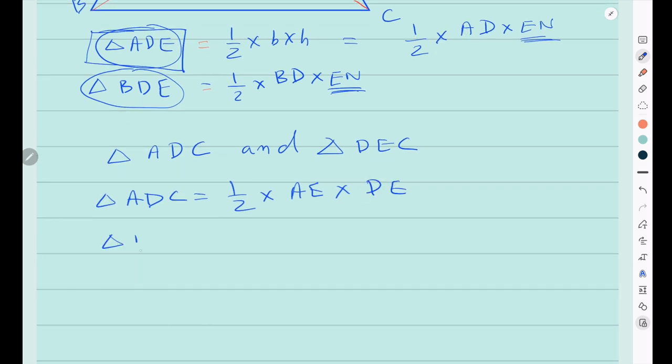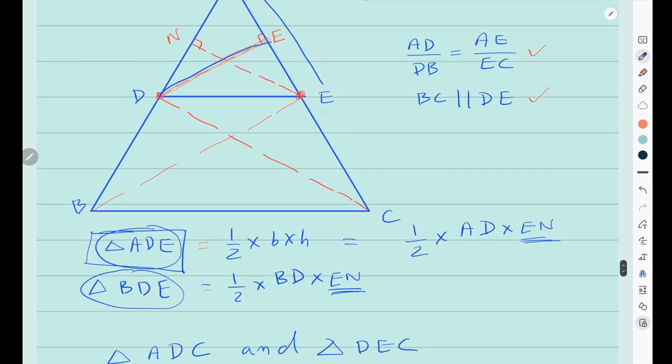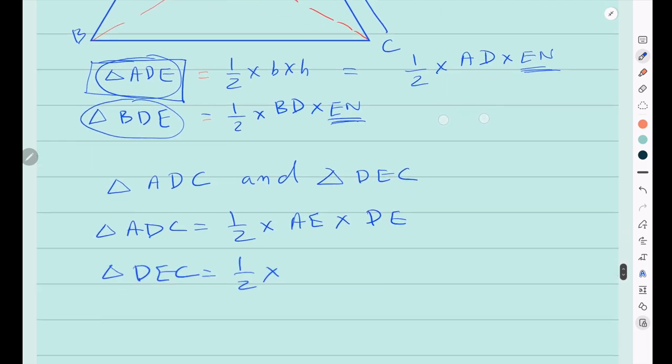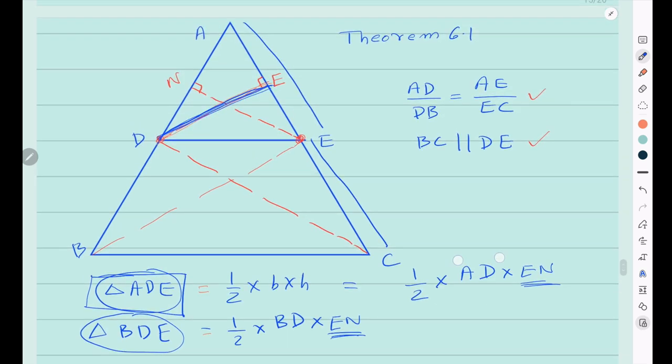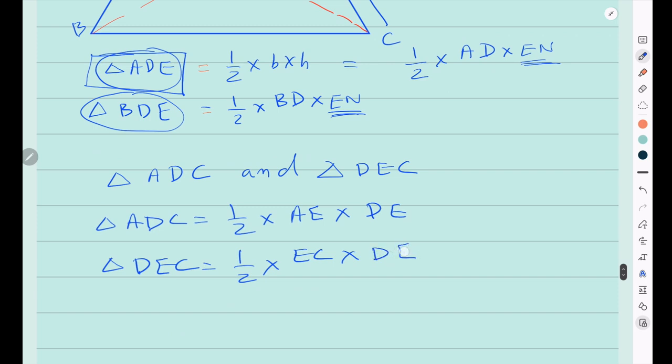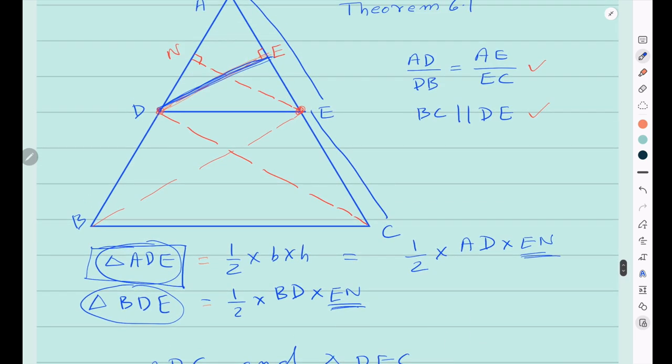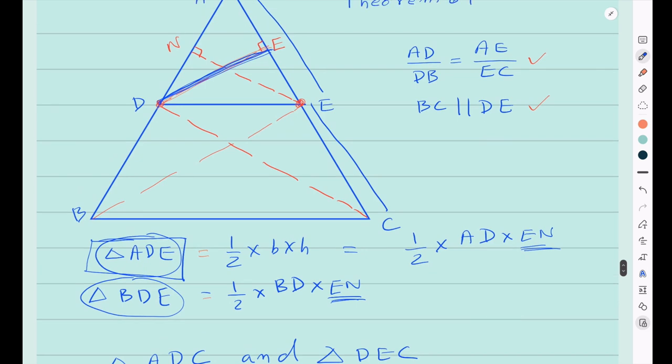Similarly, in triangle DEC, what will be the base? Base will be EC. And then height will be the same. Height will be the same, DE. Why? The same reason as in the first case. Okay, if you don't understand, maybe I can make a small thing. Okay, I think it's worth making it.